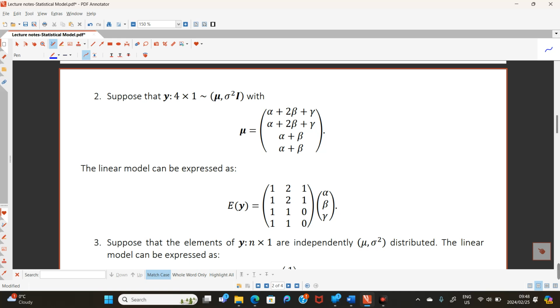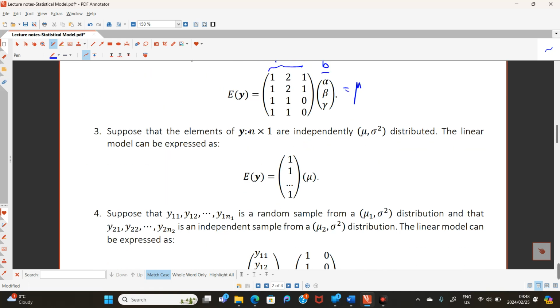If Y is a 4 by 1 vector with this specification, we just focus on the mean. Then you can extract X to be like this and B to be like this in order to get mu. Sorry, it's better to be mu. If you do the multiplication, you will get it easily.